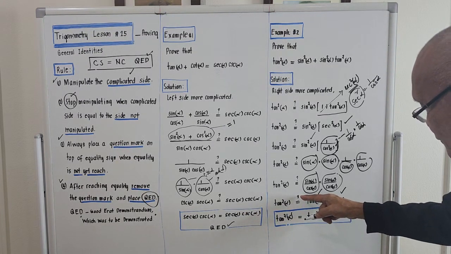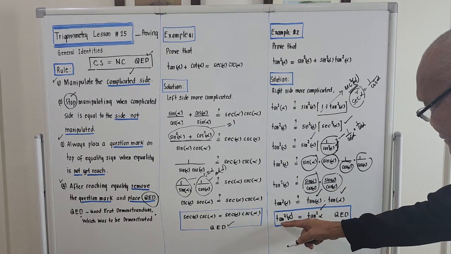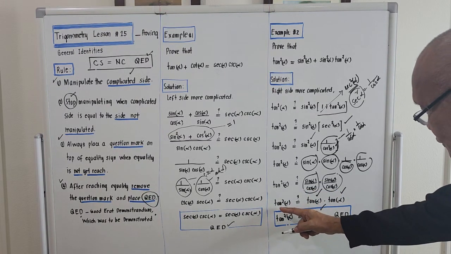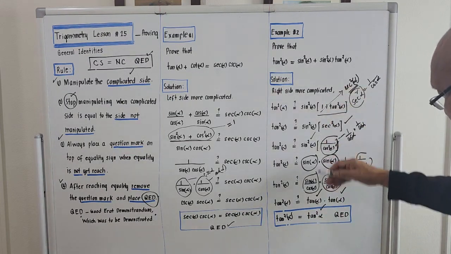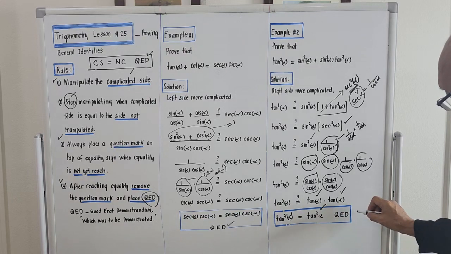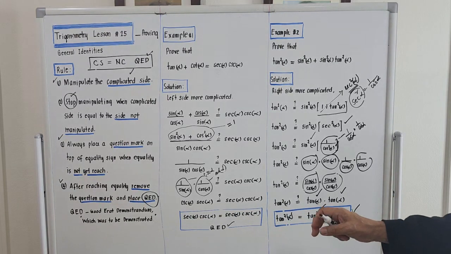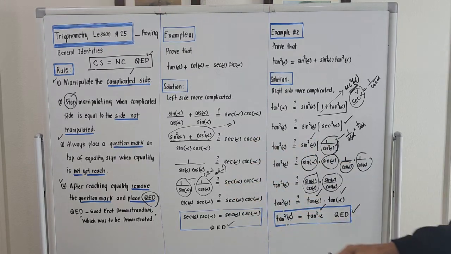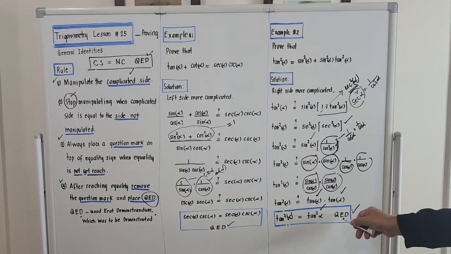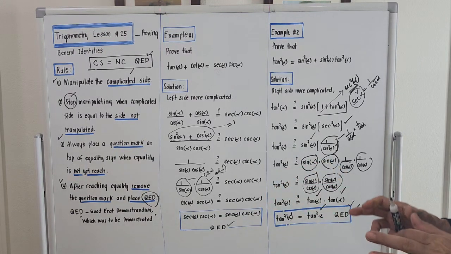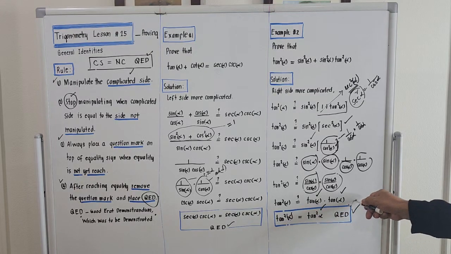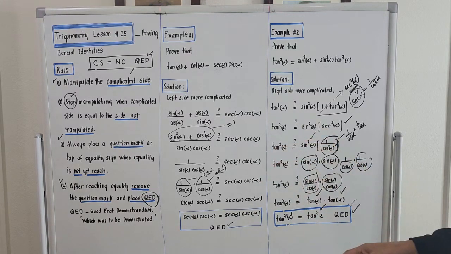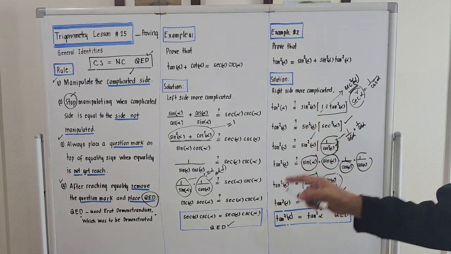So we remove the question mark, okay? And since they are now equal, therefore tangent square of alpha is equal to tangent square of alpha after these manipulations on the right hand side. And we place beside it QED, which was to be demonstrated, or quod erat demonstrandum, the meaning of this one. While we are proving identities, if we have proven that the identities are actually correct, we place QED beside it, meaning quod erat demonstrandum, or which was to be demonstrated.